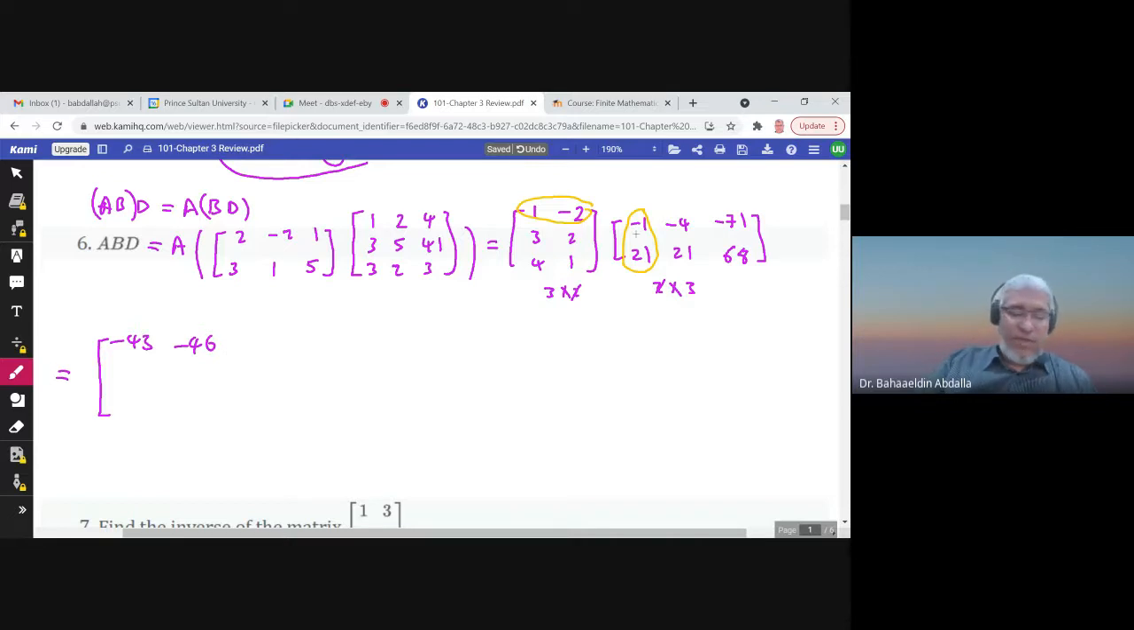And negative 71 minus 2 times 68, negative 207. Now the second row, negative 3 plus 2 times 21, 39.